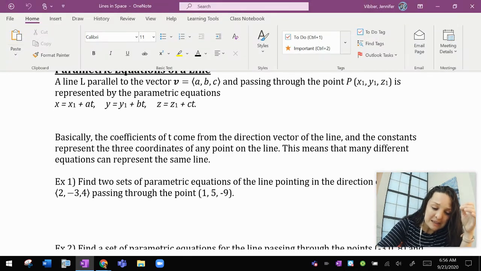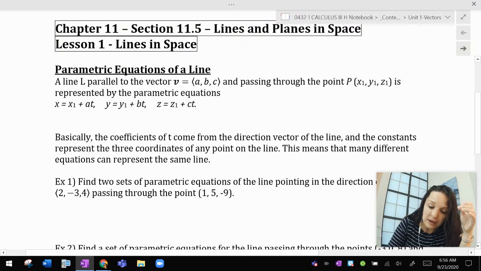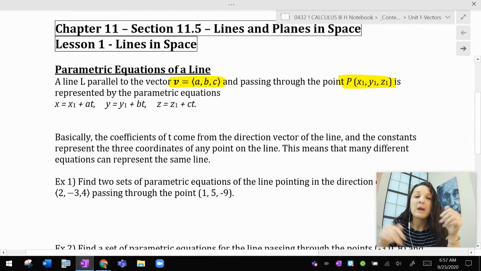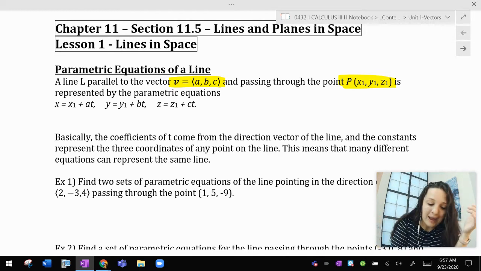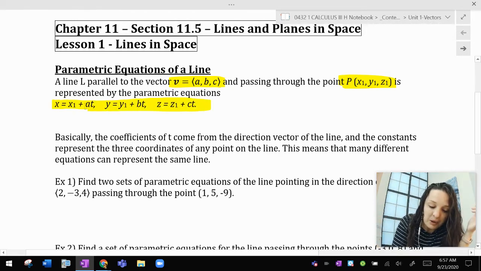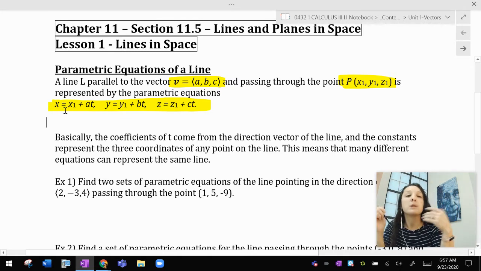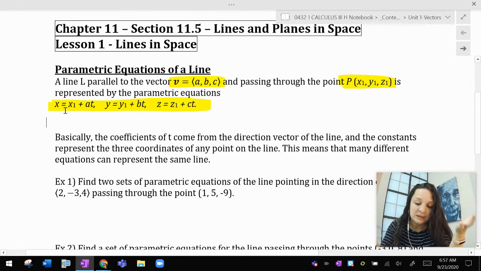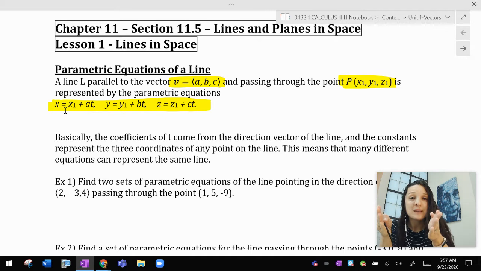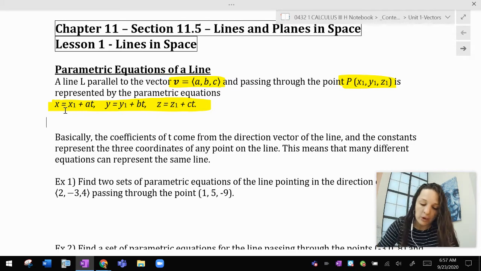A line in space is defined by two things: its direction vector and a point that it goes through. Any point, doesn't matter. Think of it as point slope form, except instead of slope, now we have a direction vector. The three equations that form a line in space are x equals x sub 1 plus at, y equals y sub 1 plus bt, z equals z sub 1 plus ct. In other words, the direction vector creates the coefficients and your initial point gets added to it. It is that easy. Where it gets more complicated is when you're trying to find the direction vector of a line, or a point on the line, and we'll get to that.